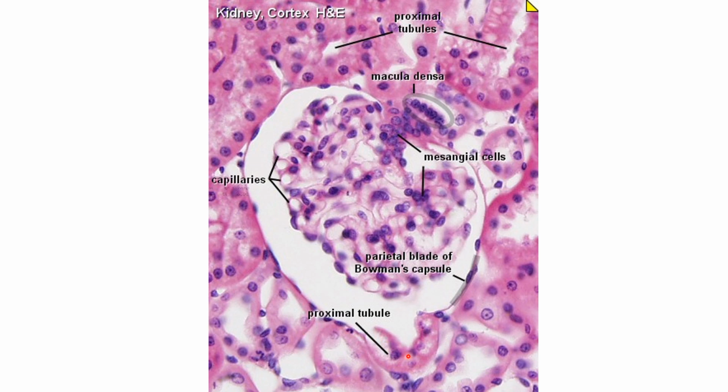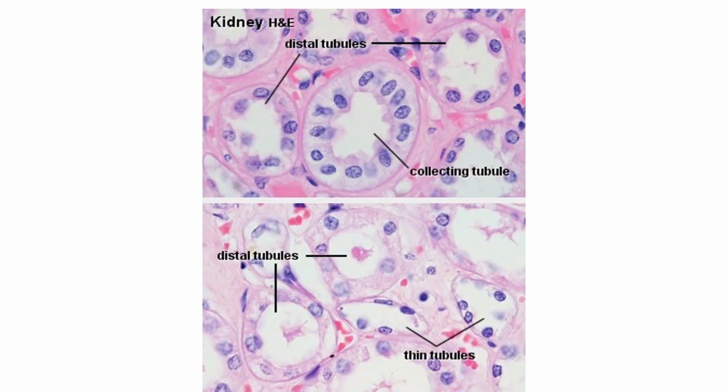The same diagram showing the proximal tubule. Here also the mesangial cells are present in the renal corpuscle. These are the smaller capillaries along with the podocytes present. This is the macula densa and the proximal convoluted tubule.